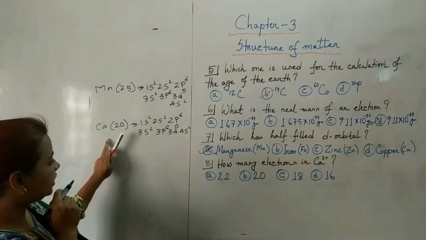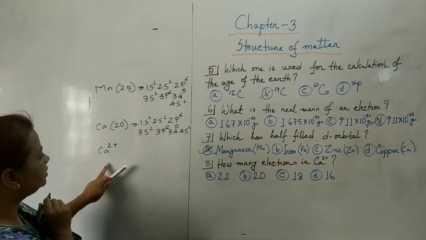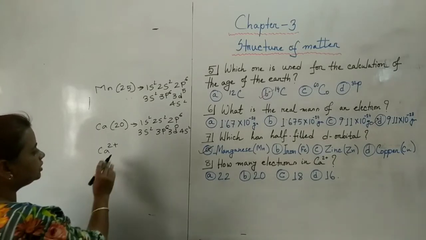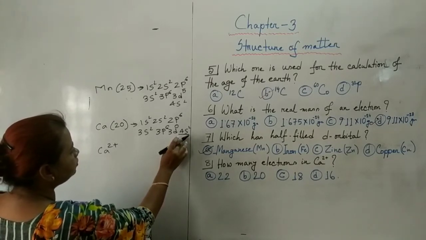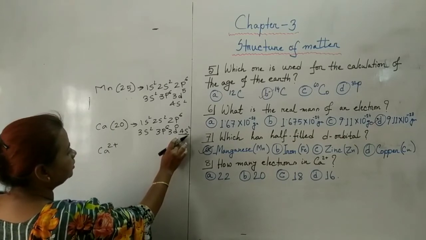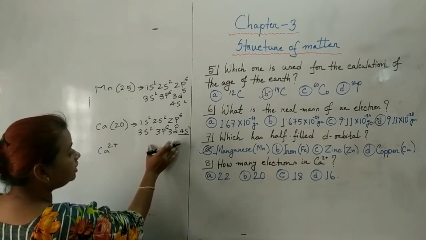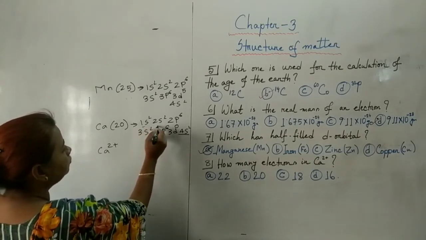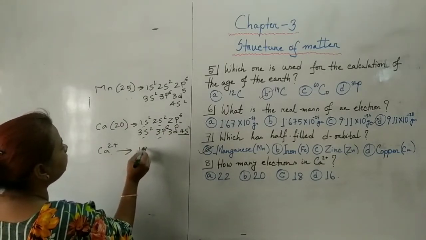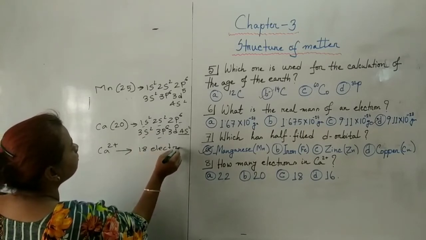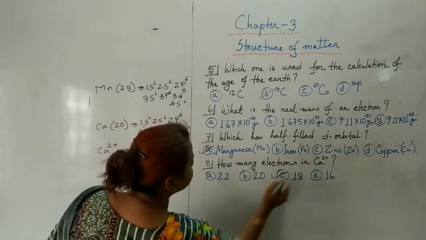But wherever it is calcium ion, calcium ion means it is donating or releasing 2 electrons. Wherever it donates 2 electrons, it will donate from 4s. So 2 electrons of 4s will be donated. How many electrons are remaining in calcium ion? You see, 2, 4, 10, 12, 18. In case of calcium ion, there are 18 electrons. Therefore, the answer of question number 8 is C.